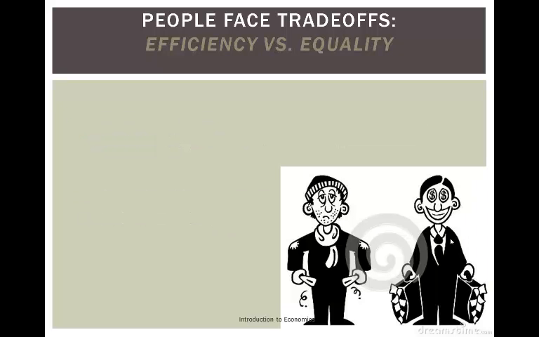So let's see why there's a trade-off, why we can't have both. So suppose we have two guys. One is a rich guy on the right and one is a poor guy on the left.